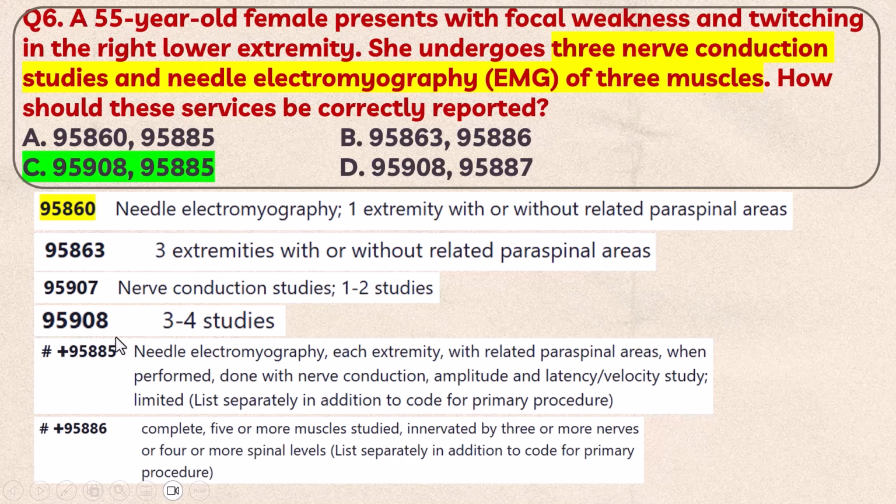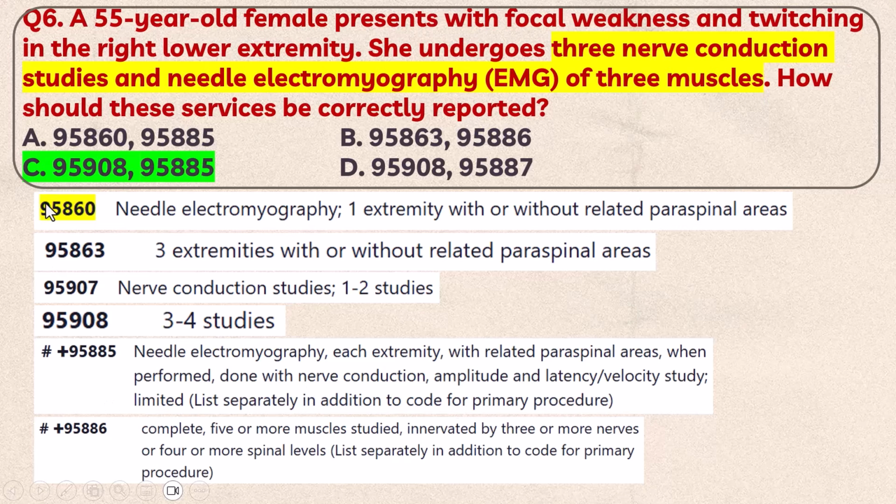Once you look at the other code, that is 95885, needle electromyography, each extremity with related paraspinal areas, when performed, done with nerve conduction. But when you look at these 2 codes, these are standalone codes, only electromyography standalone, but these codes are add-on codes with the nerve conduction study. So you have to use these codes, not these 2. So this says needle electromyography, each extremity with related paraspinal areas, when performed, done with nerve conduction, amplitude and latency or velocity study, in addition to code for primary procedure.